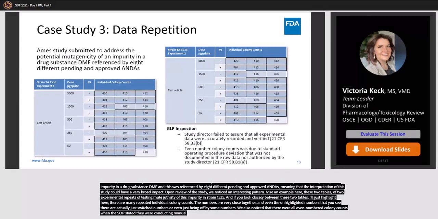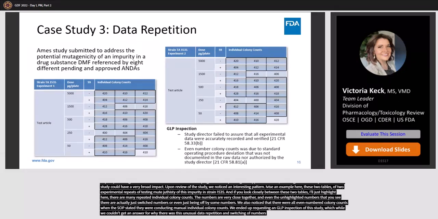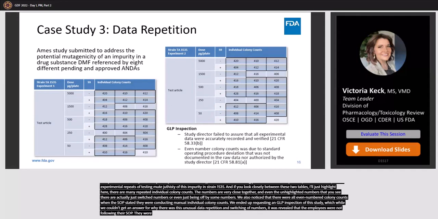So we ended up requesting a GLP inspection of this study, which, while we couldn't get an answer for why there was this unusual data repetition and switching of numbers, it was revealed that the employees were not following their SOP. They were not doing individual colony counts. What they did was they counted half the plate and then multiplied by 2 to get the raw data.